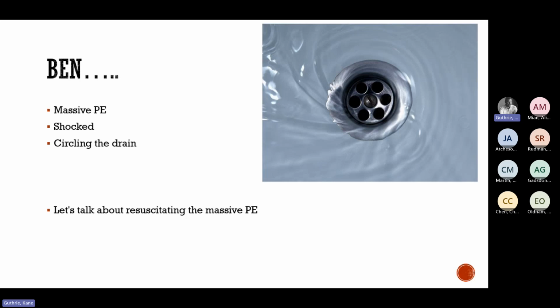So Ben, we know that he's got a massive PE, he's shocked and he's circling the drain. So we need to look at what we can do at the bedside now to actually manage and resuscitate Ben, to get this clot sorted out and get his perfusion back and get him out of this cardiogenic shock state that he's in.